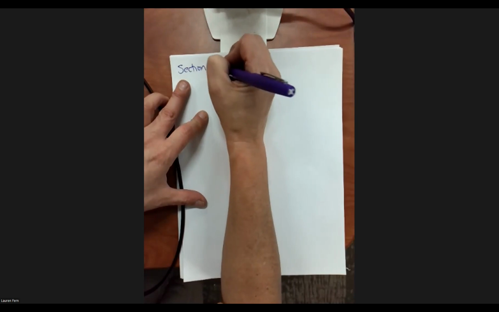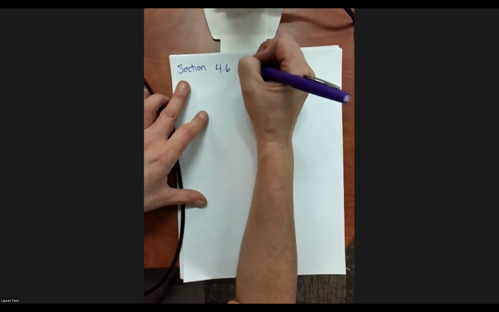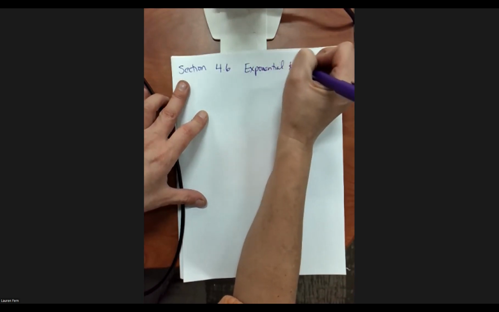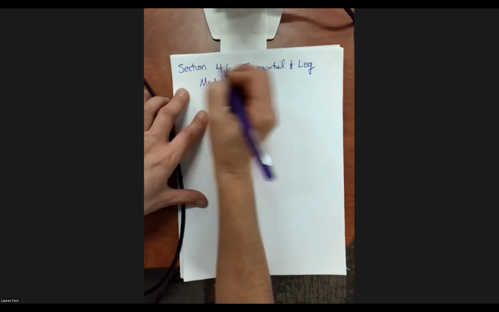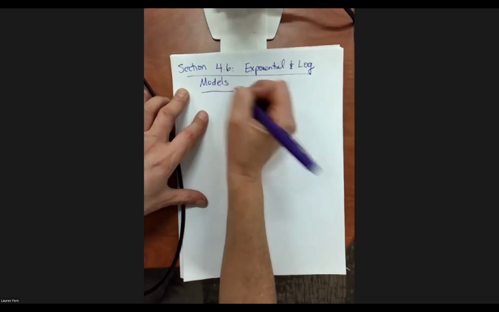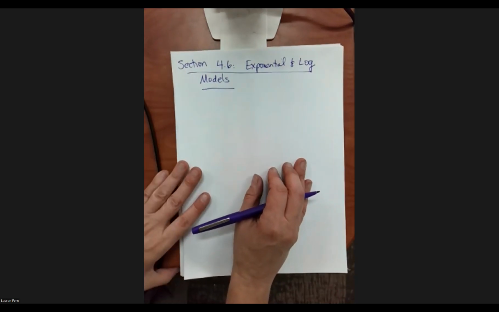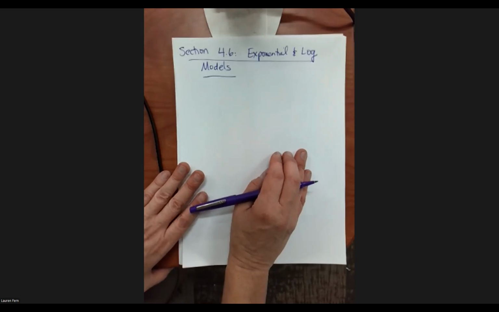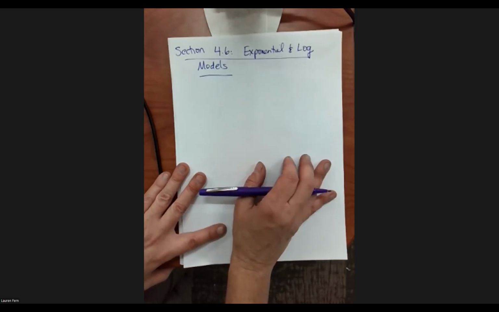All right. So what we're going to be doing now is section 4.6. These are on exponential and log models. Word problems. Now, there's a few topics we're going to be talking about. Let me know if you have questions. Okay.